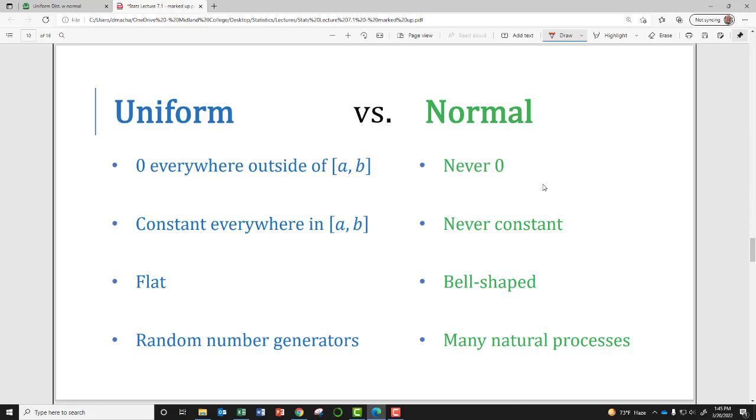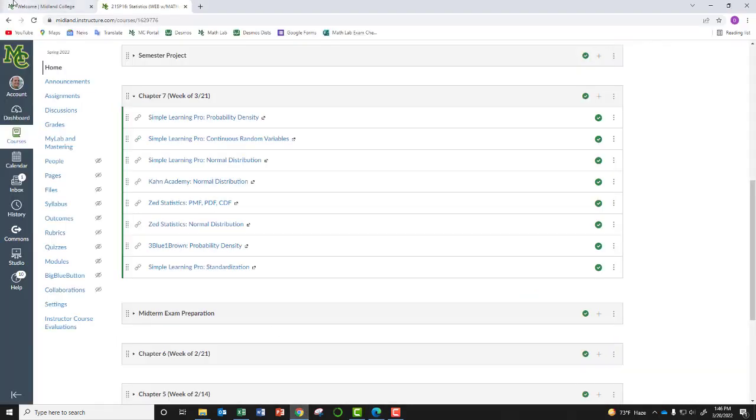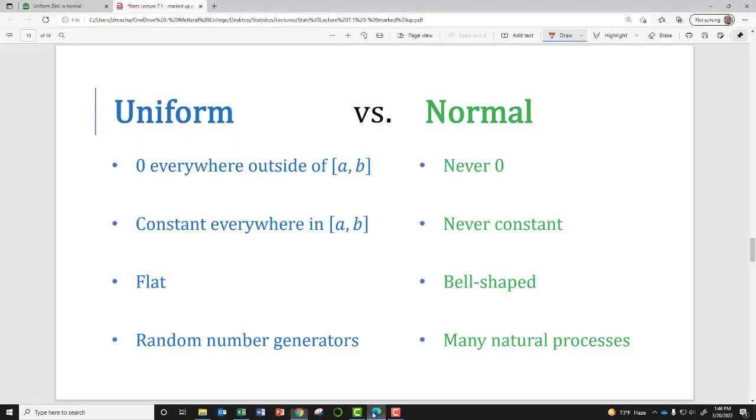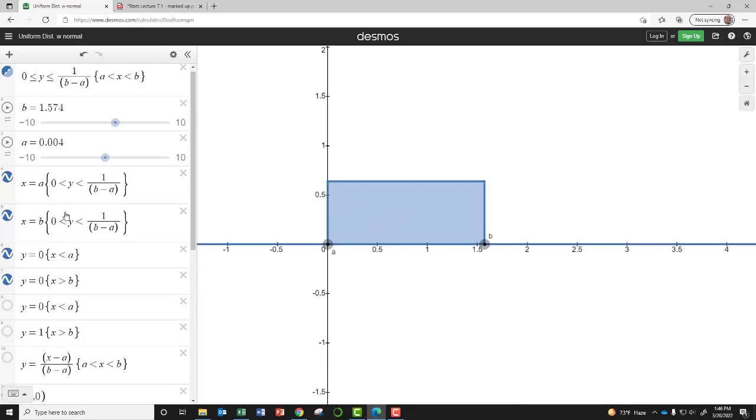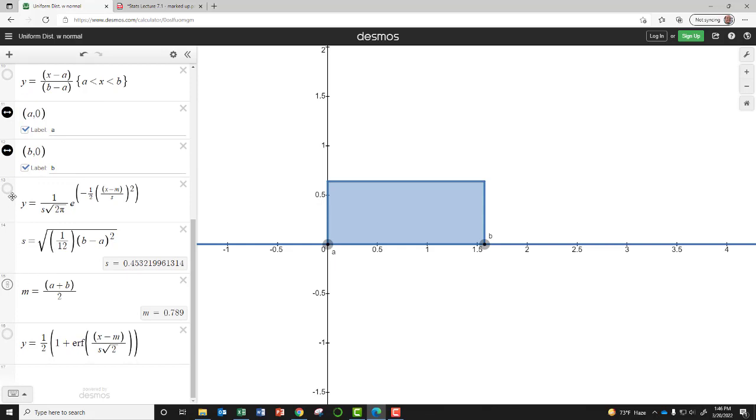So let's compare this with the normal distribution, and just compare and contrast here. The uniform distribution is 0 everywhere outside of the lower bound and upper bound, right? Outside of that interval of possibilities, the probability density everywhere else is 0. For the normal distribution, the probability density is never 0. So let's take a look at our Desmos and see if we can understand that visually. So here's my uniform distribution like before. Here is a green curve showing my normal distribution.